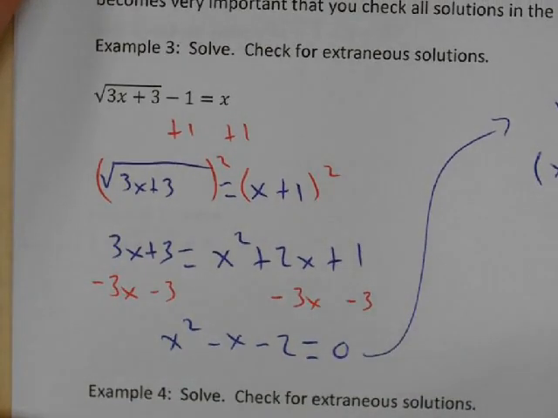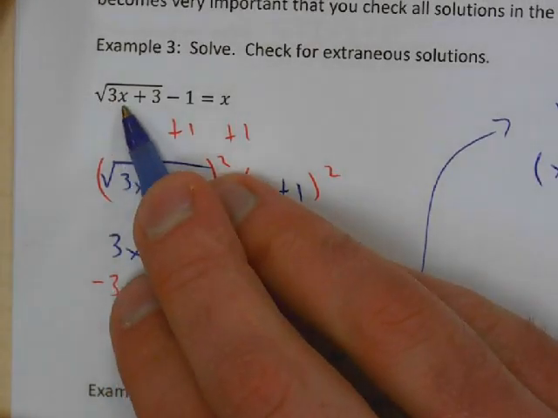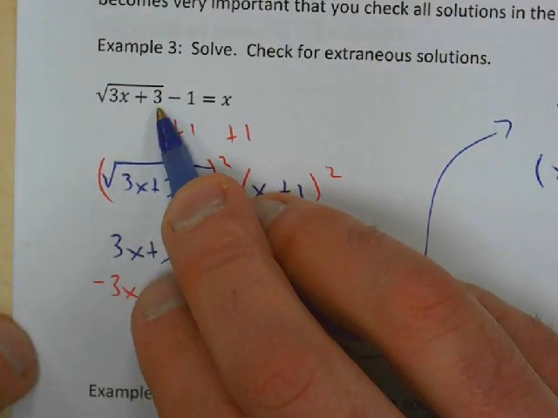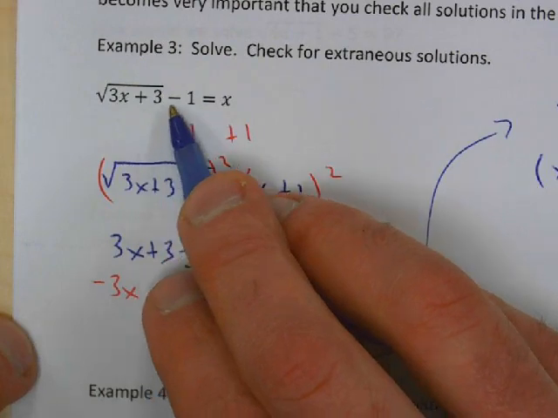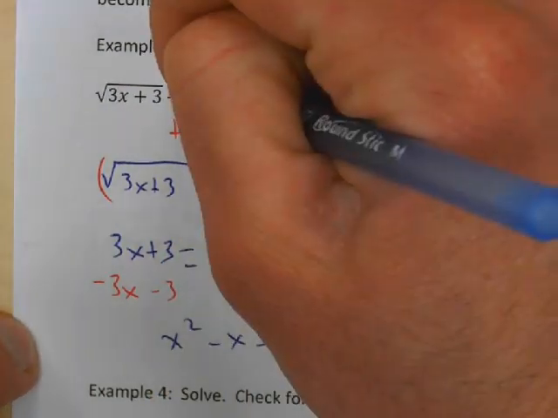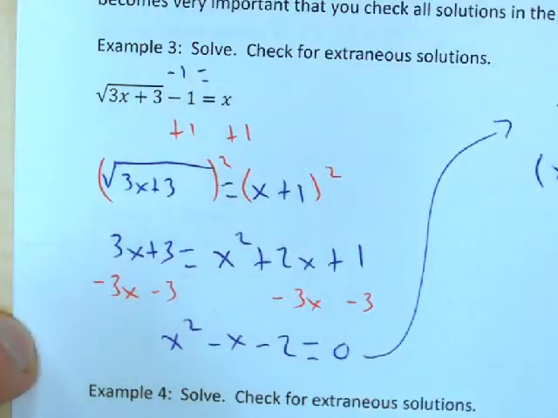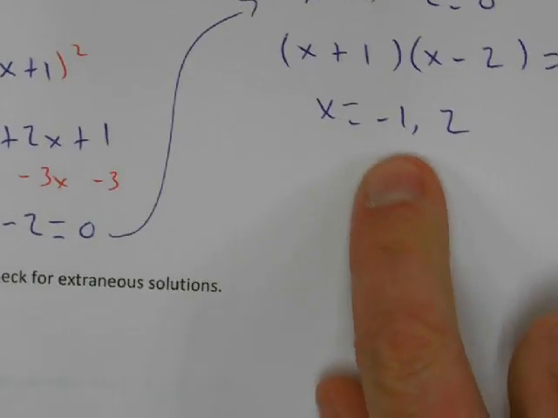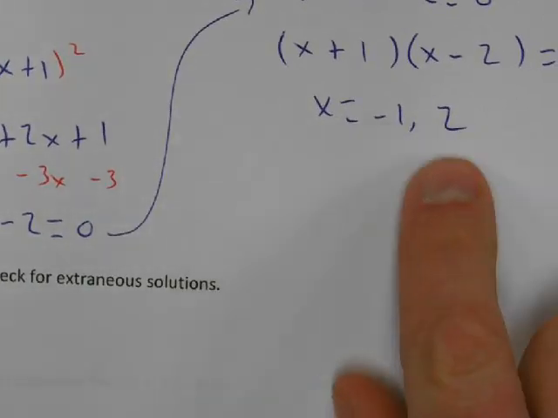If we stick in negative 1, 3 times negative 1 is negative 3, plus 3 is 0. The square root of 0 is 0, minus 1 is negative 1. So I get negative 1 equals, and then we stuck in x is negative 1. So negative 1 equals negative 1. Yeah, that one works. So negative 1, this does work. Now we want to check 2. Okay, if I plug in x is 2.